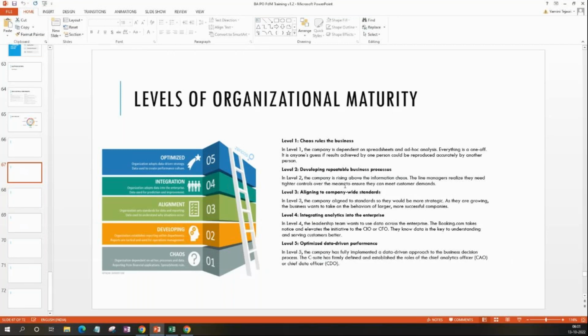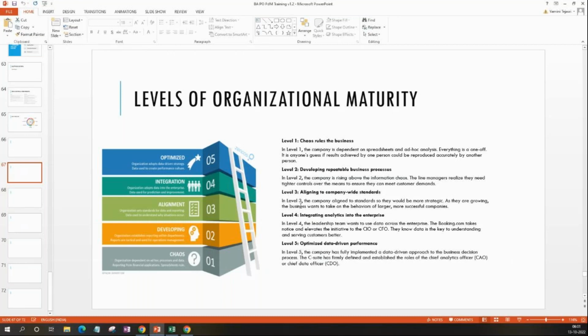They'll move to the developing phase, where the company is rising above the information chaos. They'll start having managers. They realize that they need tighter controls to ensure they can meet customer demands. That's when they'll start buying Jira licenses. Maybe they'll start having projects in place, grouping people into different projects. A little structure will start, and the structure of the teams and other things would be formed.